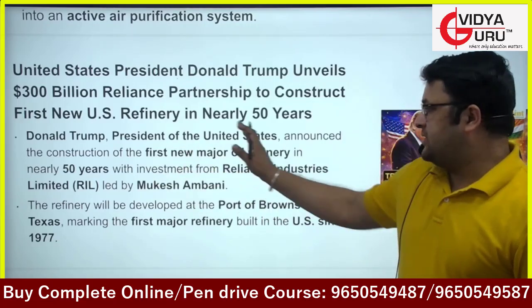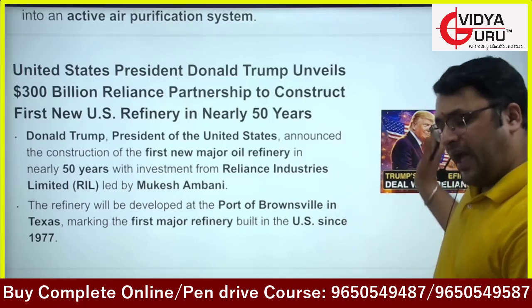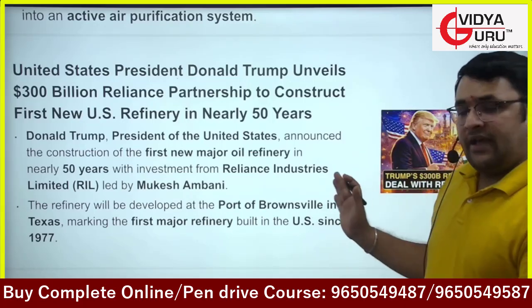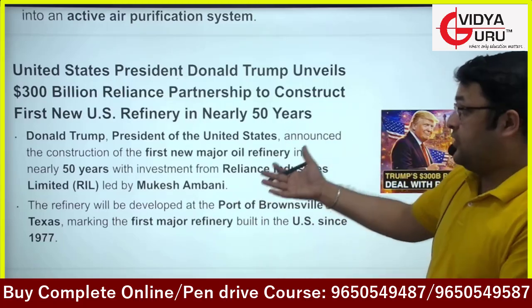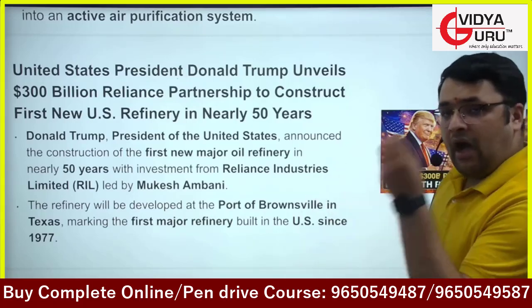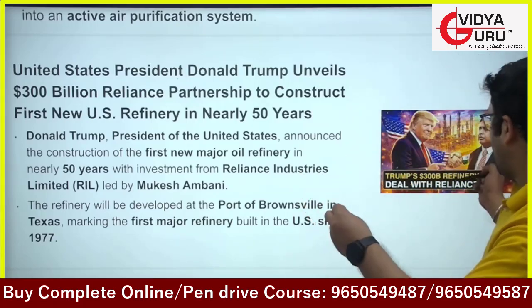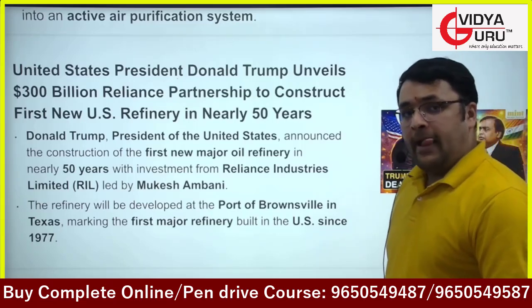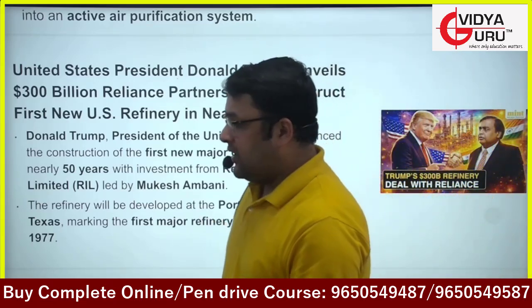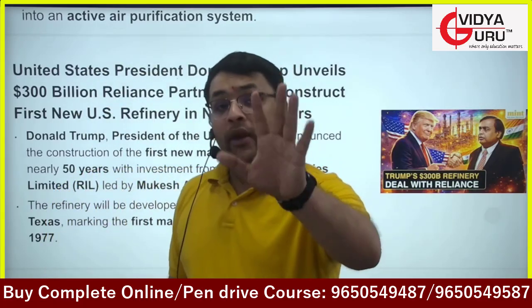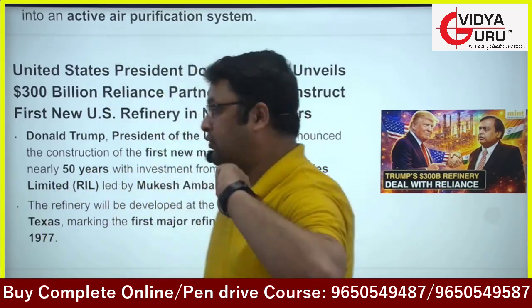Donald Trump, President of US, announced that Reliance Industries will be constructing an oil refinery in Texas. They have signed a deal with Donald Trump, which is a $300 billion deal. Let me tell you, this is not a new deal. However, there is no reaction coming from Mukesh Ambani or the Reliance side. But let me tell you the most important thing. Why Reliance? Because Reliance owns the Jamnagar refinery, which is one of the most advanced refineries in the world.